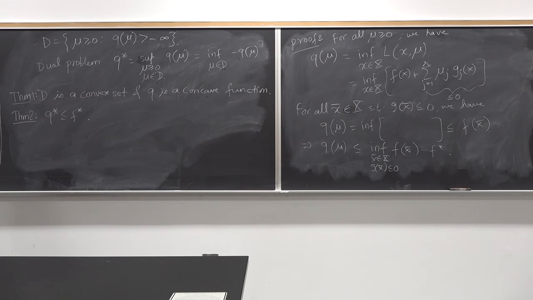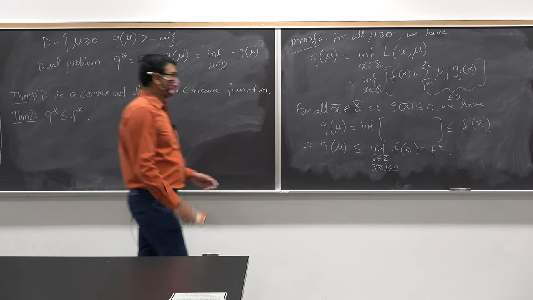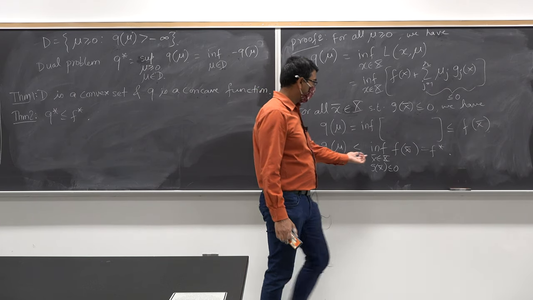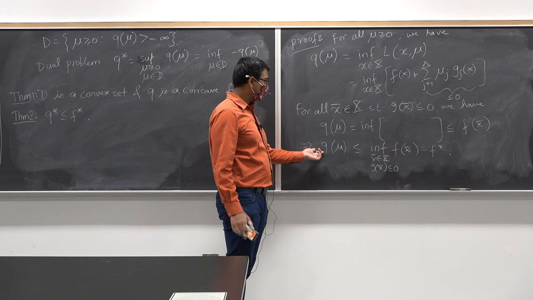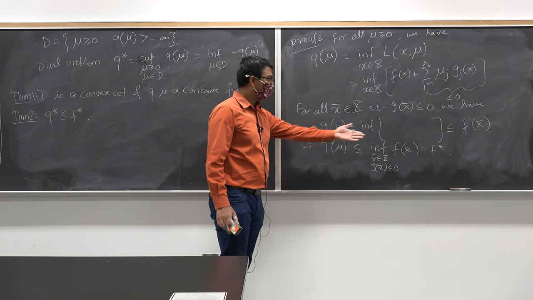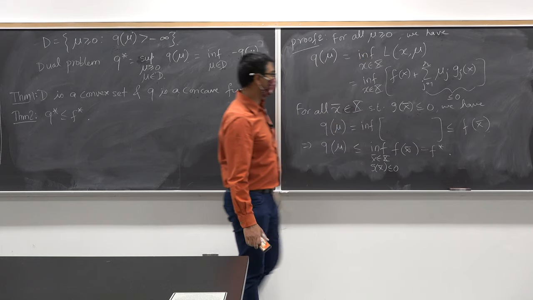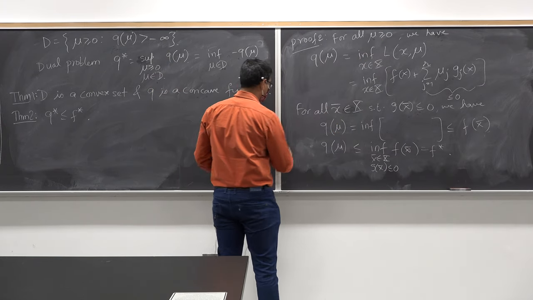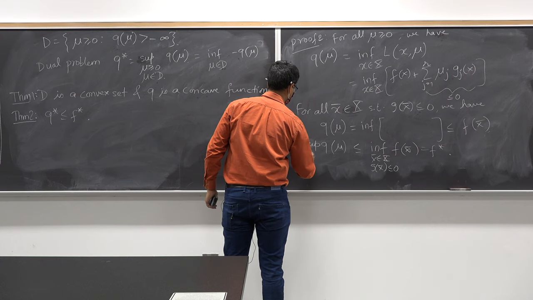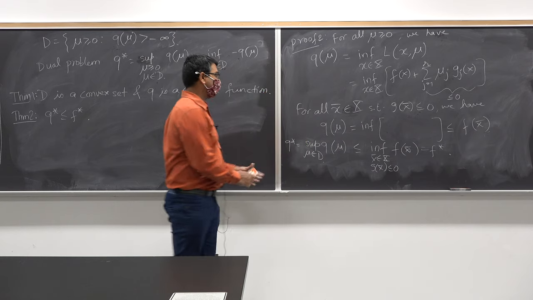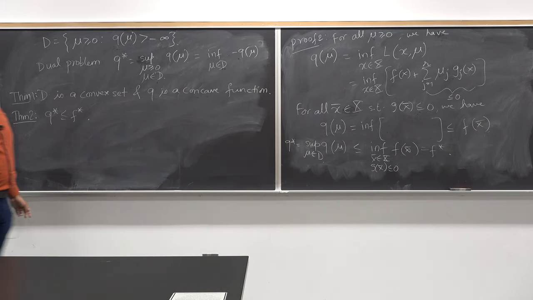Okay. So I have q of mu, which is less than or equal to f star. F star is a constant. What happens if I take supremum over mu on this side? Well, it's also less than or equal to f star, because this q of mu less than or equal to f star holds for all mu greater than or equal to 0. So I will take the supremum on the other side, and I get q star is less than or equal to f star. So what we had shown pictorially is actually true by going through a rigorous proof, no matter what kind of function you have and no matter what kind of constraints you have.